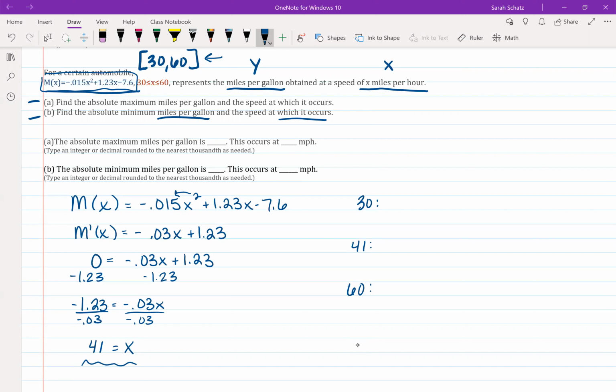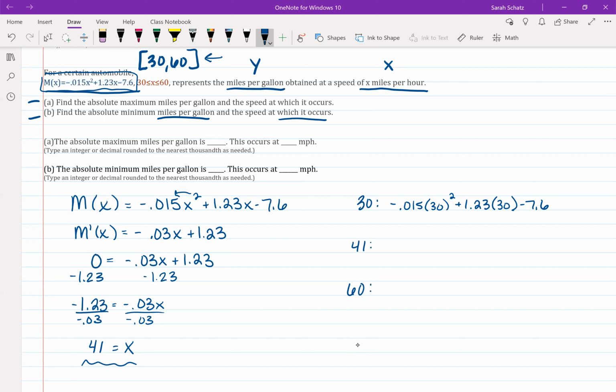So let's test the 30. We'll have negative 0.015 times 30 squared plus 1.23 times 30 minus 7.6. So let me see here. I can't believe this. I just talked about how these were all crazy decimals and MATLAB was super strict about it. And then I give you an example that has whole numbers. That's okay.